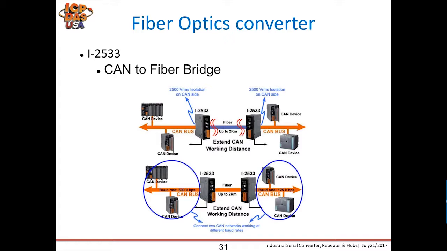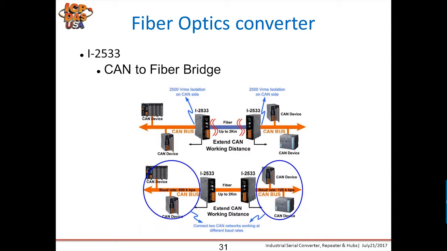The I-2533 is an intelligent CAN bridge that can be used to create connection between two CAN bus systems over fiber optic cable. Similar to the I-2532, the 2533 can also apply in CAN-based protocol to convert CAN bus signal to optical signal and reshape the CAN signal.